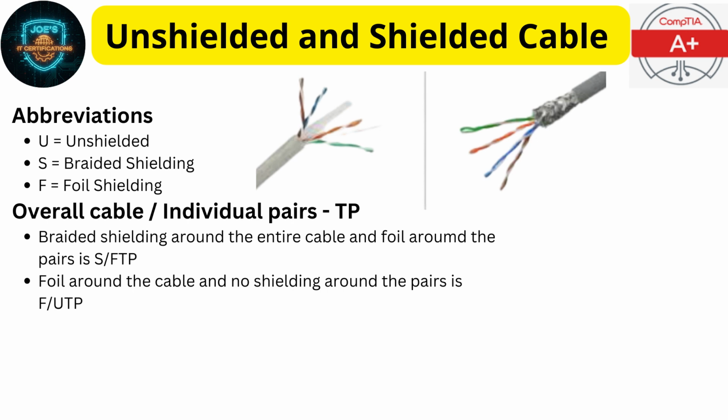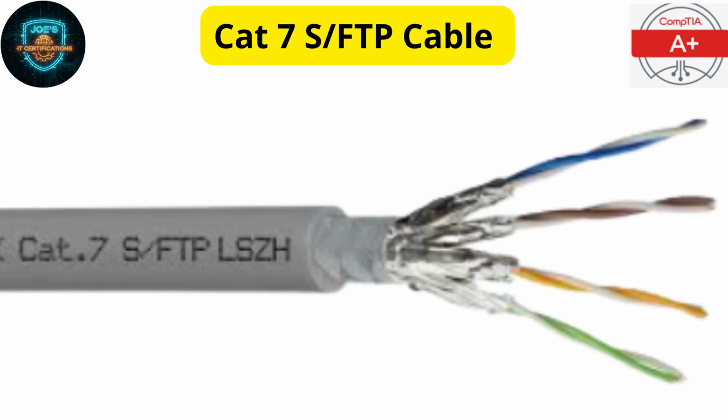So if you're using a braided shielding around the entire cable and then you're using foil around each individual pair of the cable, then the abbreviation on the outside of the cable should show S/FTP. If you have a cable like this one that has foil around the outside of the cables and then no shielding for the individual pairs, then that is an F/UTP.